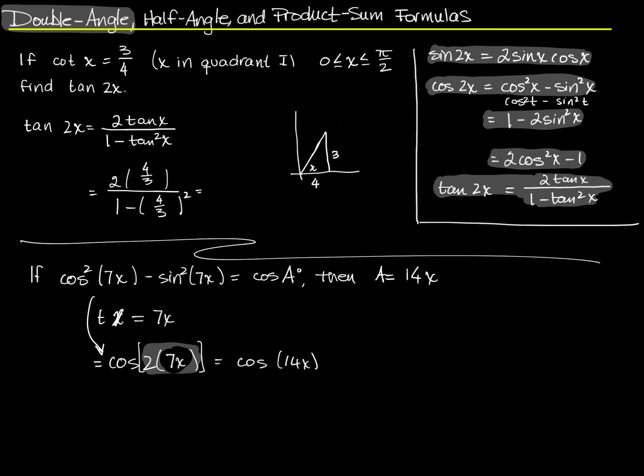That's going to give me 2 times 4 thirds, which is 8 over 3, over 1 minus 16 ninths. Well, 9 ninths minus 16 ninths is negative 7 ninths. And then if I invert and multiply, this gives me 8/3 times negative 9/7, which reduces. And ultimately I get negative 24 over 7. And that's my answer. It's negative 24 over 7. What if I gave you a problem like this, but I asked you to find, for example, the tangent of 3x? Let's take a look at that kind of example on the next screen.